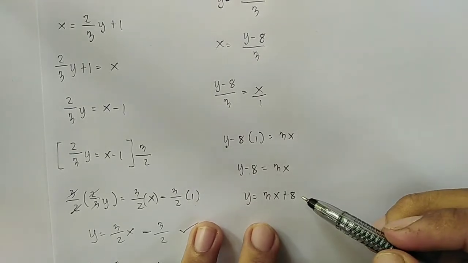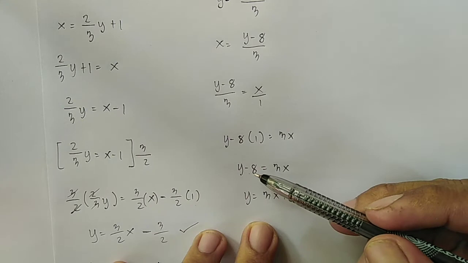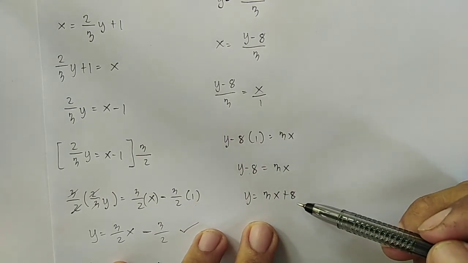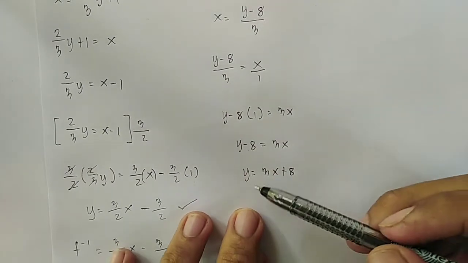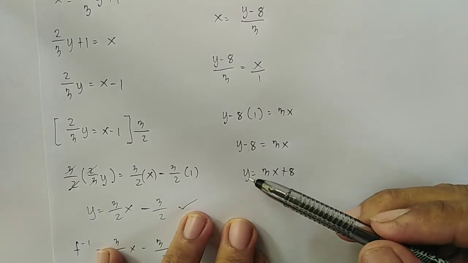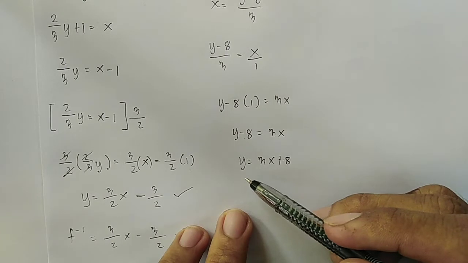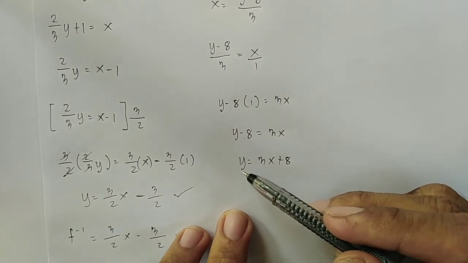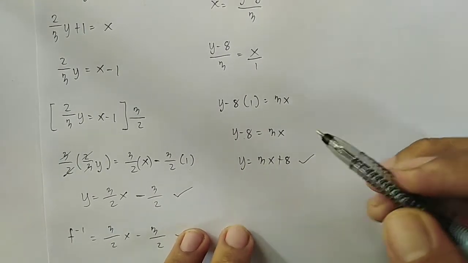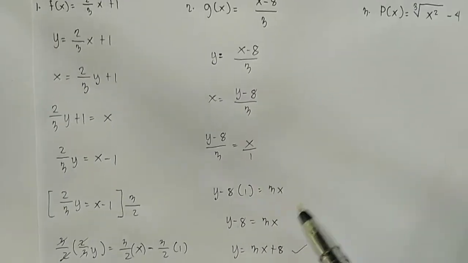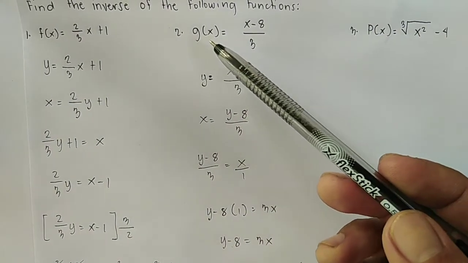Where did we get 8? We just simply transferred negative 8 to the other side. It becomes positive, because our purpose here is to make the left side y only. Since the remaining variable on the left side is y already, this is the inverse, or we have to rewrite this one into the inverse notation.